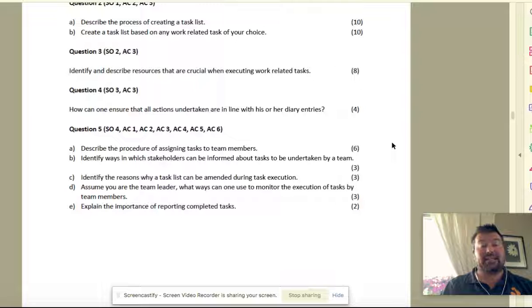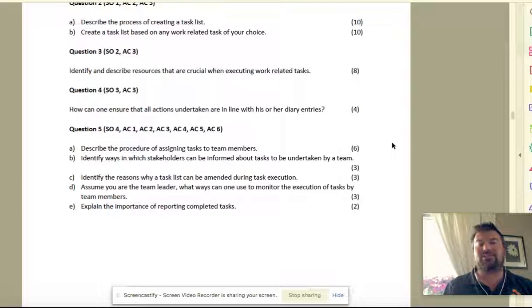Then D, assume that you are the team leader. What ways can you use to monitor the execution of tasks by the team members? How do you make sure that they are executing their tasks? That they don't just say something and it's not happening at ground level. How do you monitor? How do you assess? How do you make sure that the execution and implementation is actually happening?